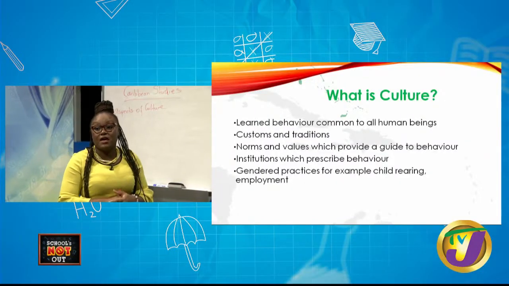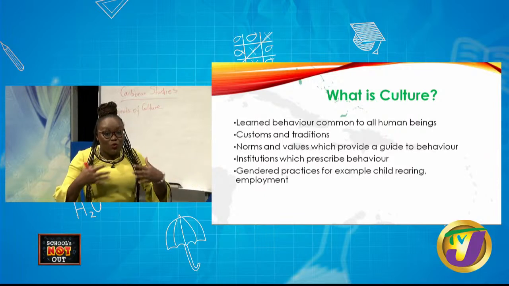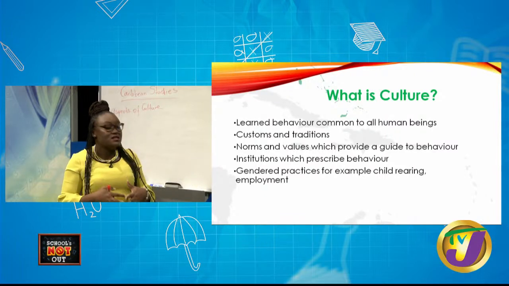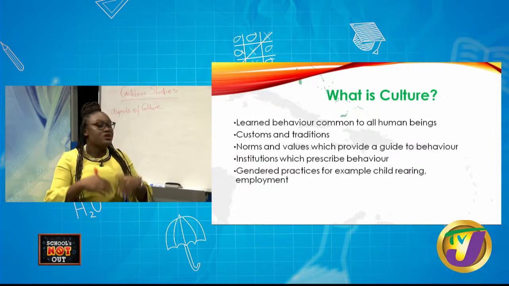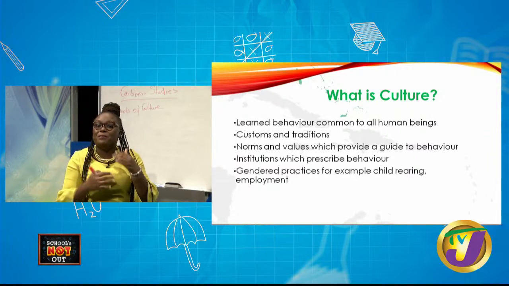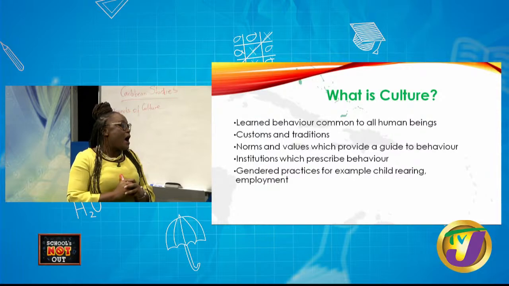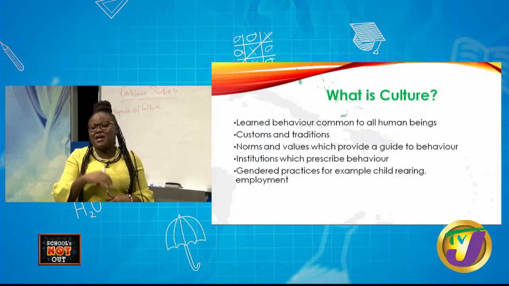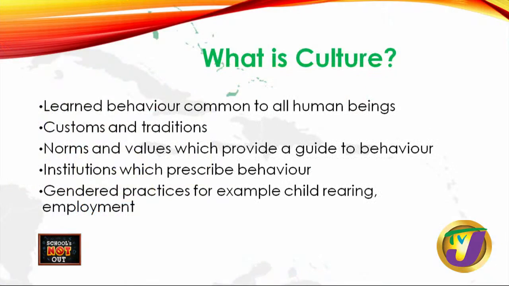Now, what is culture? It is learned behavior common to all people who live in this shared space. Customs and traditions, norms and values which guide how people in the society operate. Institutions which prescribe the behavior or help to teach the behavior to new members of the society. Gendered practices that relate to that particular society. So, for example, the Caribbean society would look totally different from maybe Middle Eastern when you examine that definition.